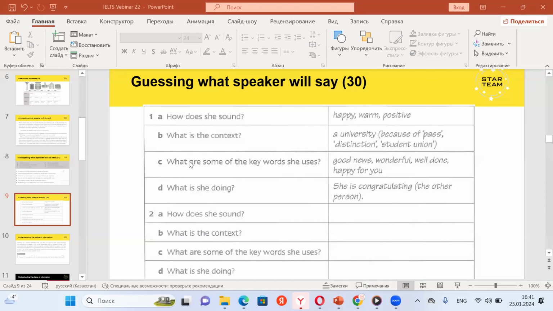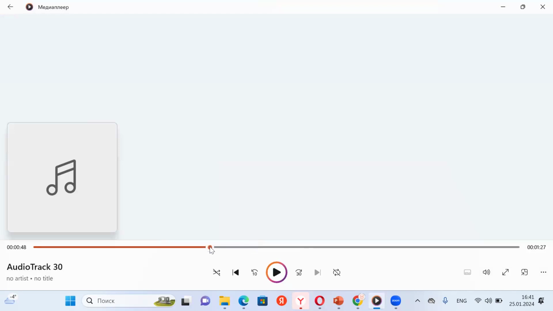What is the context of the conversation? Concert, right? Tickets. Okay. The concert tickets pay. Yes, you're right. Okay, and what are some of the keywords she uses? For example, in the first part, she said, "Happy for you, well done," etc. Let's listen one more time.